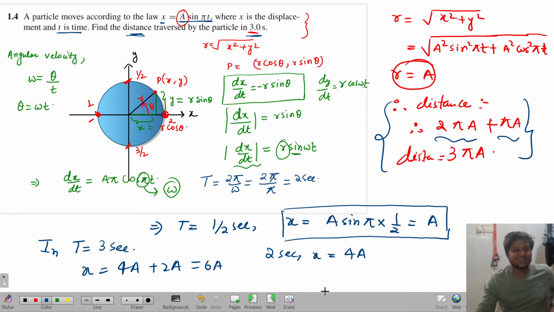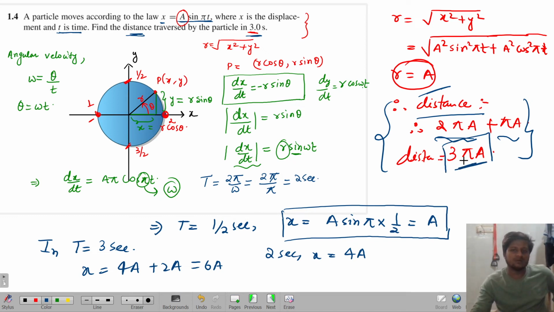This question was really nice. So both of the things are correct. If I take using this convention, the circumference convention, then distance is 3 pi a. If I take the amplitude formation, if I go through the proper equation, then I'm going to get this as 6a. Got it or not? So if I go through the equation, then it is only correct. This is just an approximation.